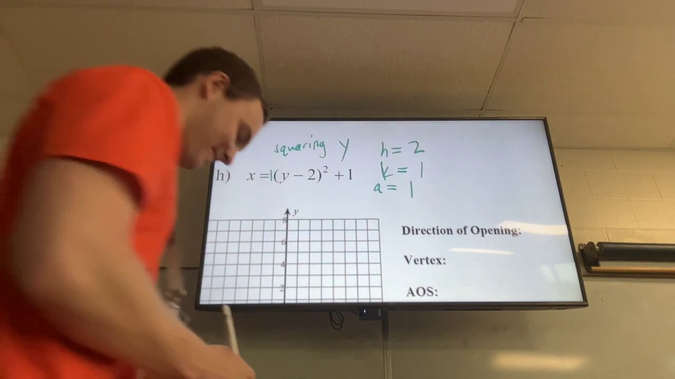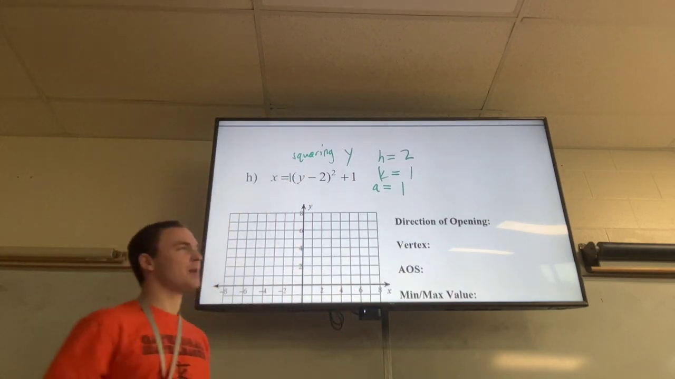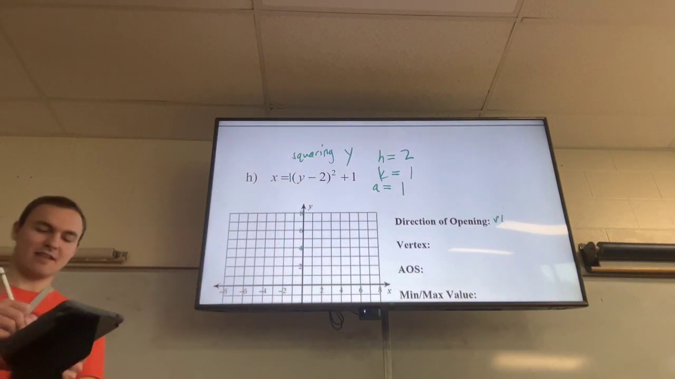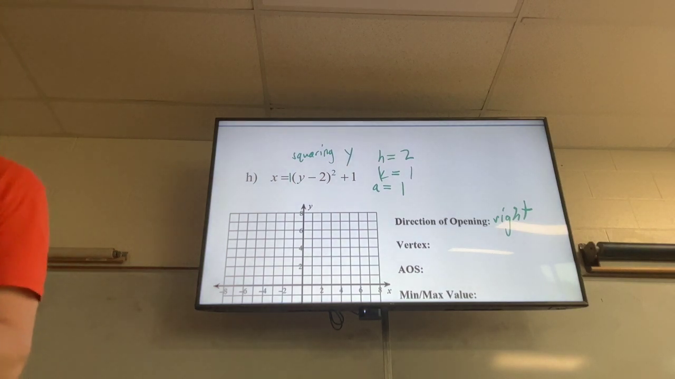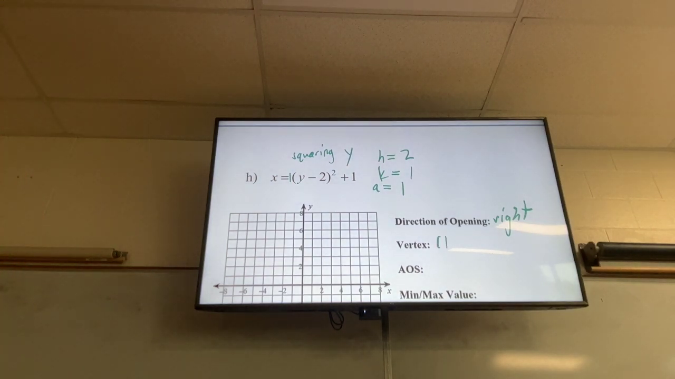Anyway. So what's my direction of opening? To the right. What's my vertex? Now I flip-flop. 1, 2. Okay. Don't flip-flop till you get to the vertex part. What's my AOS? Y equals, it's 2, right?